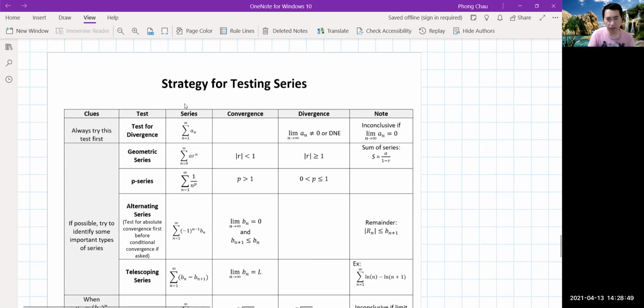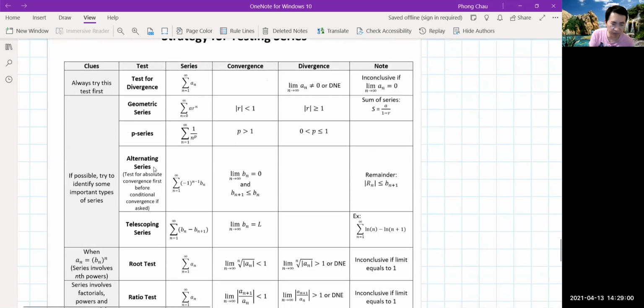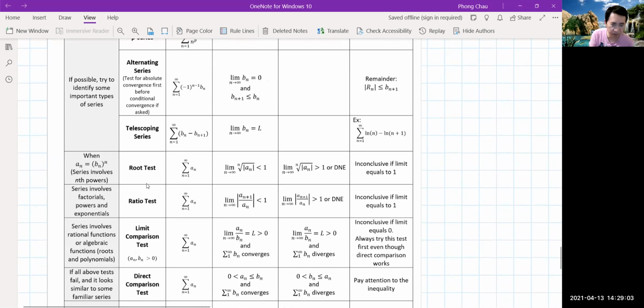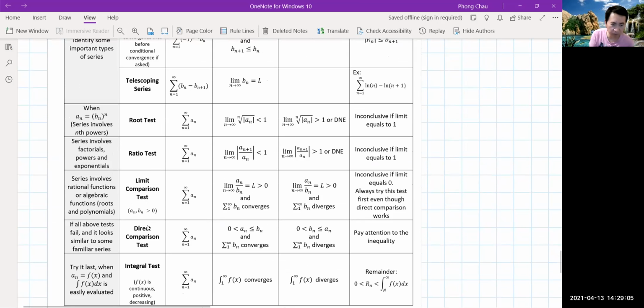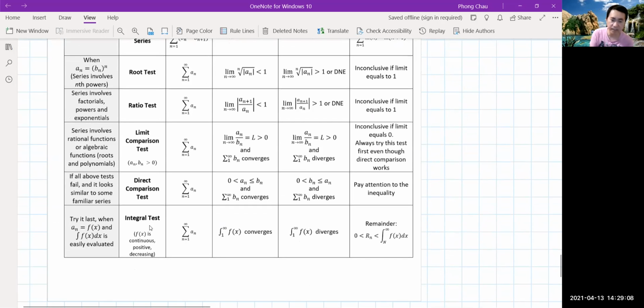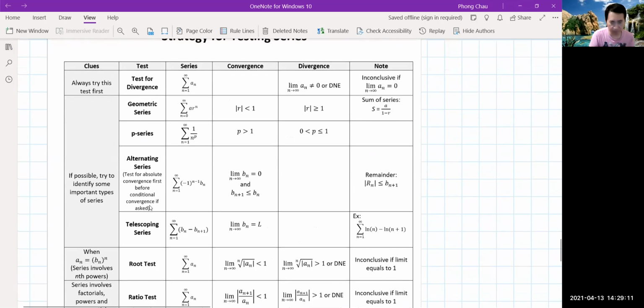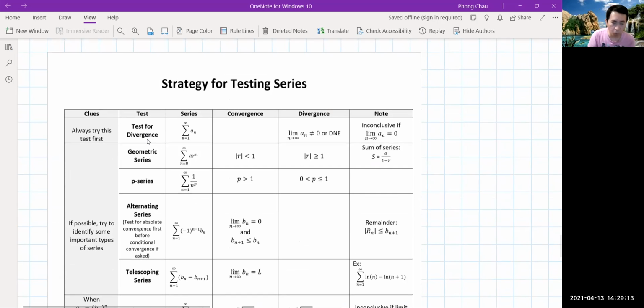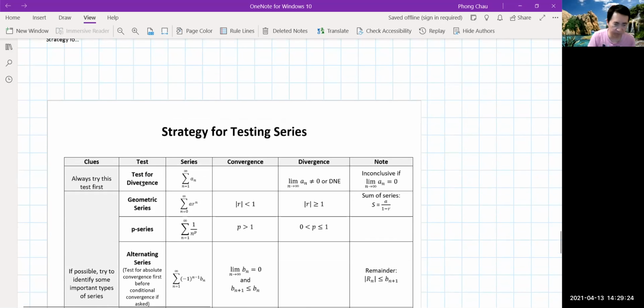All right, so here's a strategy for testing series in general. We have, let's see how many. Test for divergence, geometric series, p series, alternating series, telescoping series, root test, ratio test, limit comparison, direct comparison, and integral test. We have a total of 10 of them. Now, I list them in the order that you should try first. For example, the test for divergence is the one that you should try first, because it's easy.